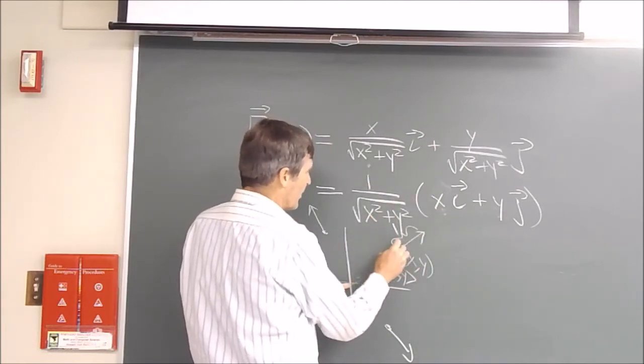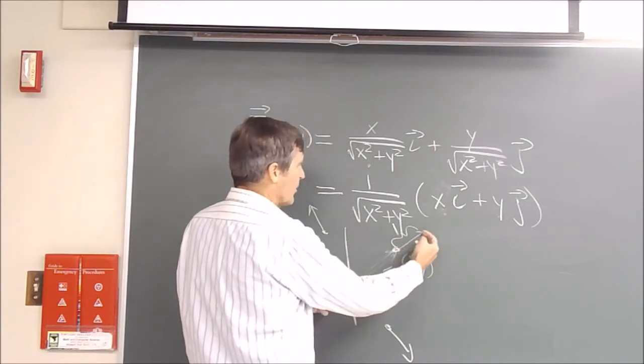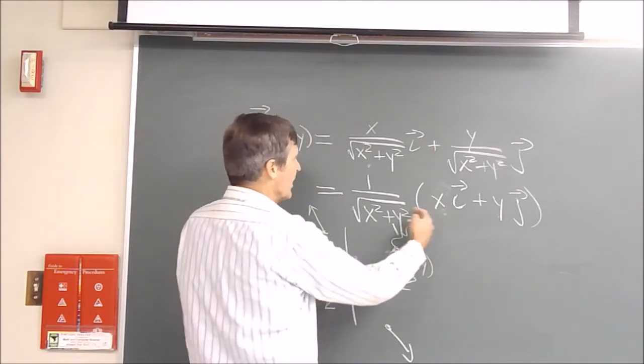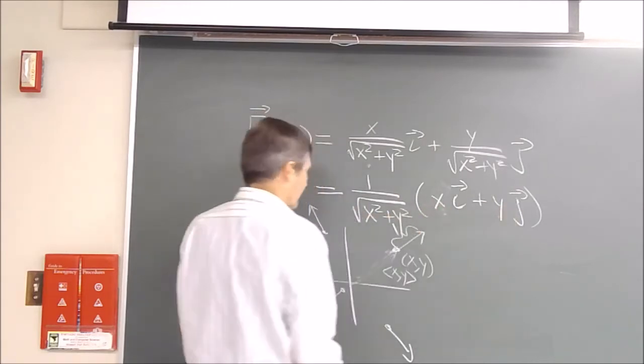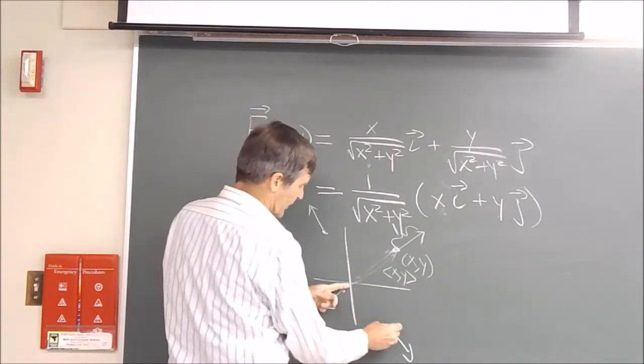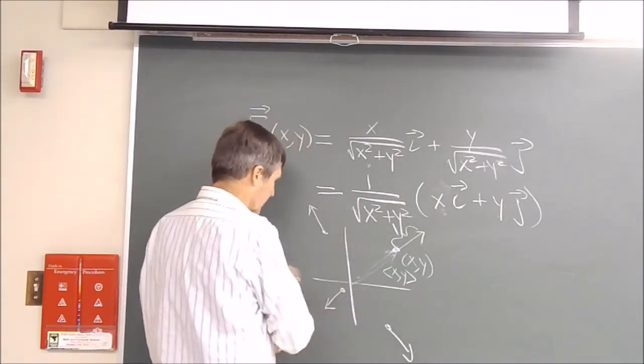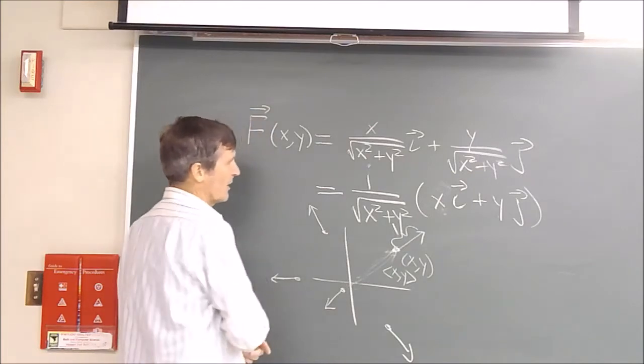So I know that at any point, I make the vector point directly away from the origin because it's proportional to the vector x with components x, y. So over here I go away from the origin, over here I go away from the origin. Every vector points directly away from the origin.